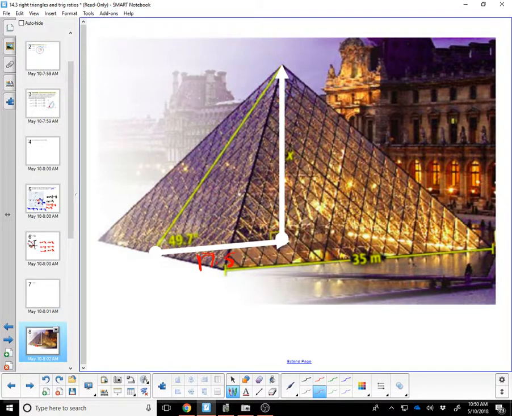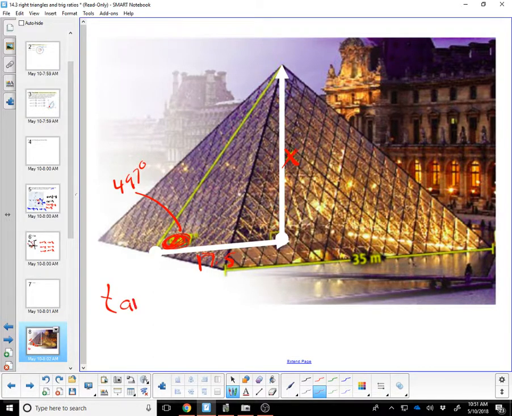Sorry about not being able to see the color. I do know that this angle here is 49.7 degrees. And what I'm after is the height. So put yourself in this position. I have the adjacent. I want the opposite. Which trig ratio uses the adjacent and the opposite? Tangent does. So let's use tangent.